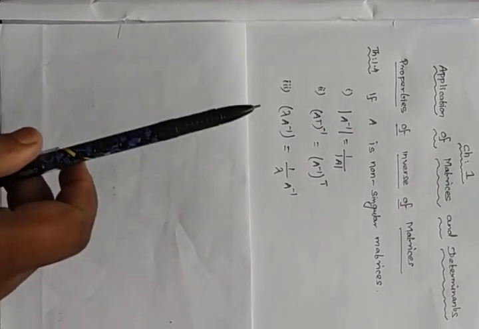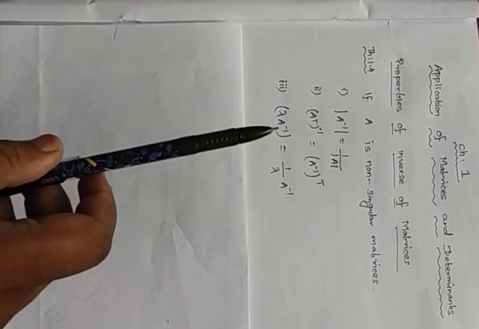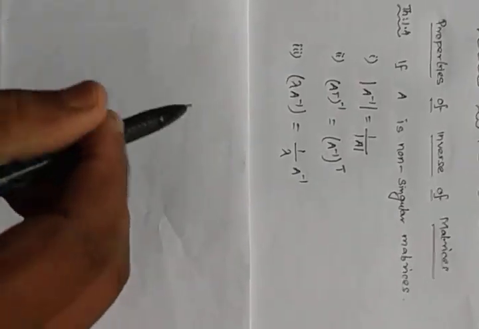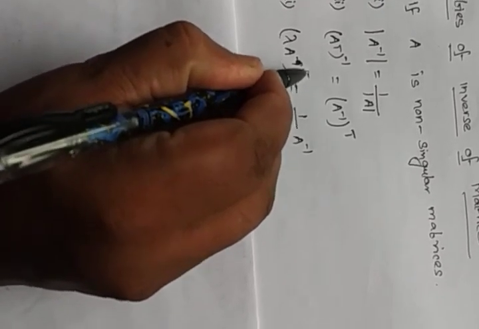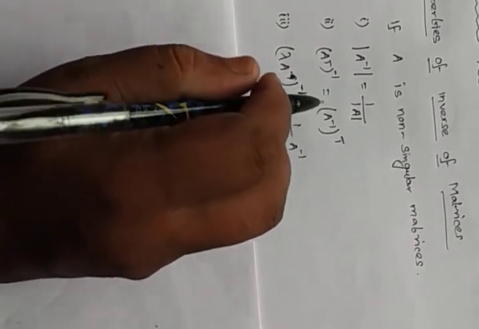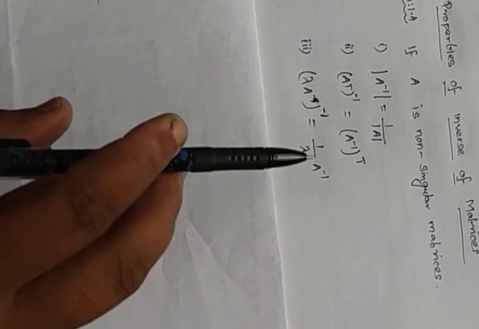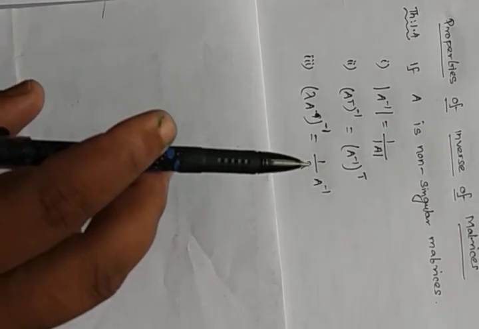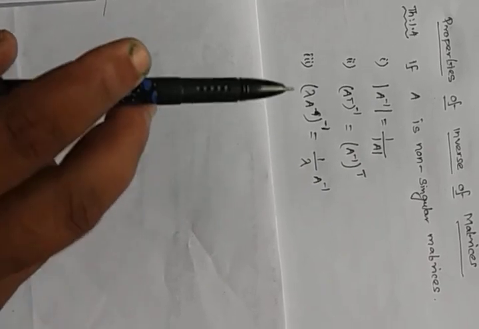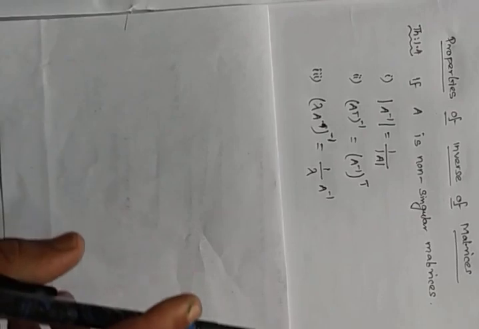Okay. Next one, let's come to this one. Lambda A whole inverse. Actually this should be lambda A whole, and the inverse should come on the whole. Lambda A whole inverse is nothing but 1 by lambda, A inverse. That is, if you apply inverse, it becomes 1 by lambda times A inverse. That is the thing they are saying in this theorem.